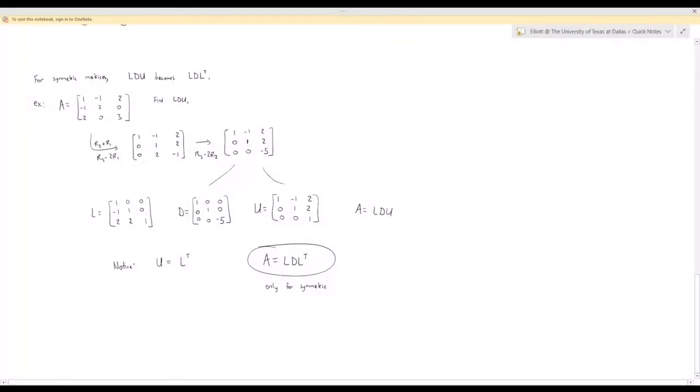So if you do want to find the LDL transpose for a symmetric matrix, just find the LDU decomposition. The U will naturally turn out to be the transpose of L, okay? So this can be a useful factorization for symmetric matrices in some applications. So that's why we bring it up.